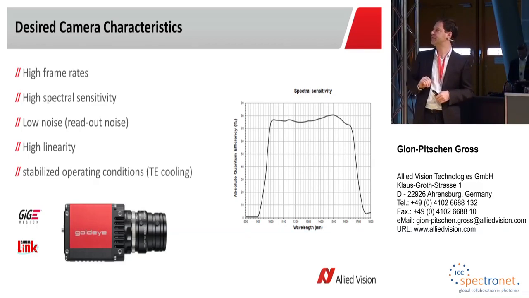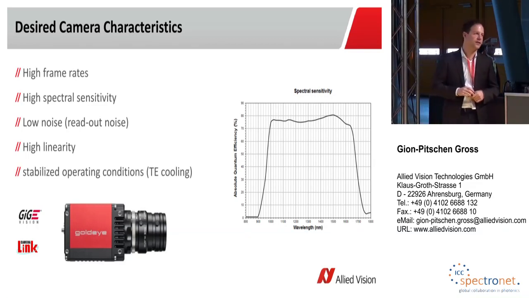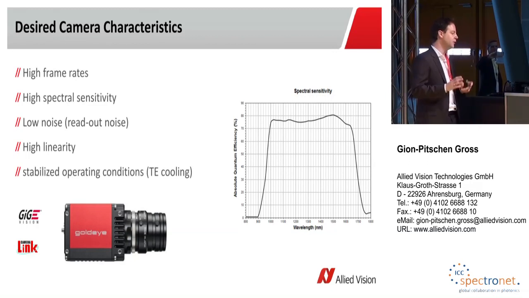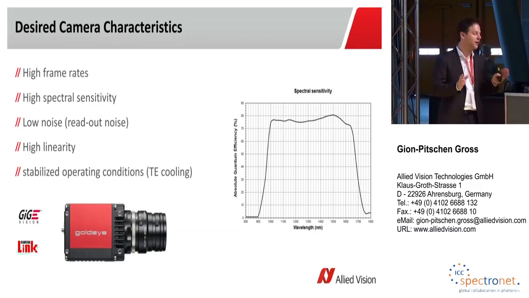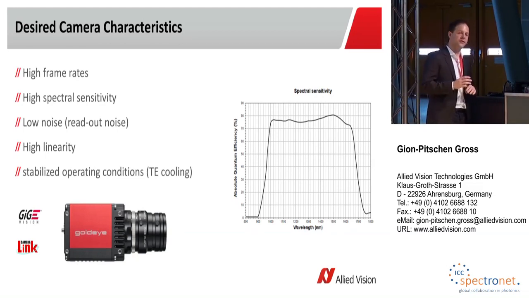For infrared cameras, like the SWIR cameras, it is also very important to have stabilized operating conditions. Only in that way can I make sure that I get reliable results, which otherwise, if the temperature of the sensor fluctuates a lot, I can get a lot of different measurements.